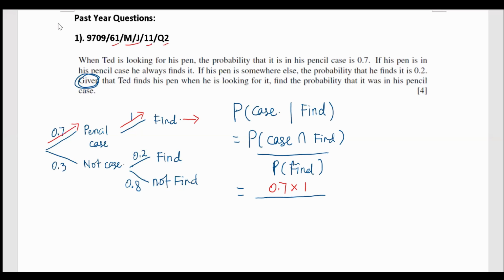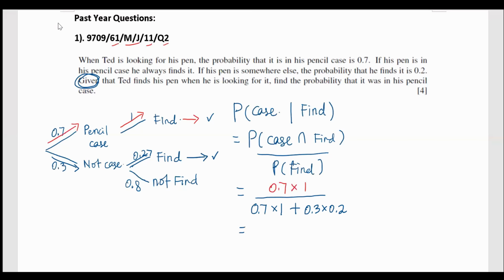So what does it mean by he can find his pen? First, we have to consider that the pen is in his pencil case and he can find it, which is from this outcome, plus the pen is not in his pencil case but he can find it, which is this branch, with the probability 0.3 and he can find it. This is the probability that he can find his pen.